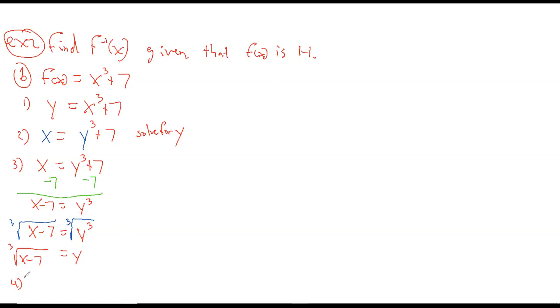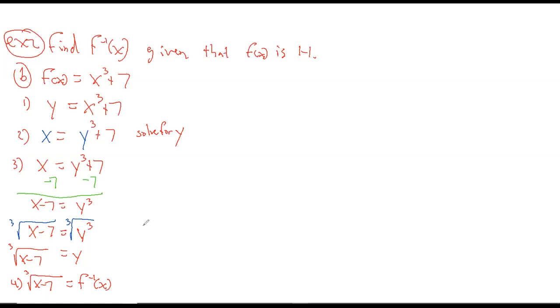The fourth and final step is instead of writing y, we have to write that as f inverse of x. So we have the cube root of x minus 7 is equal to f inverse of x. Remember, that does not count as a -1 for an exponent. It has nothing to do with a reciprocal. It just relates to a reciprocal because that's the opposite of a multiplication. And inverse is the opposite of a regular function.